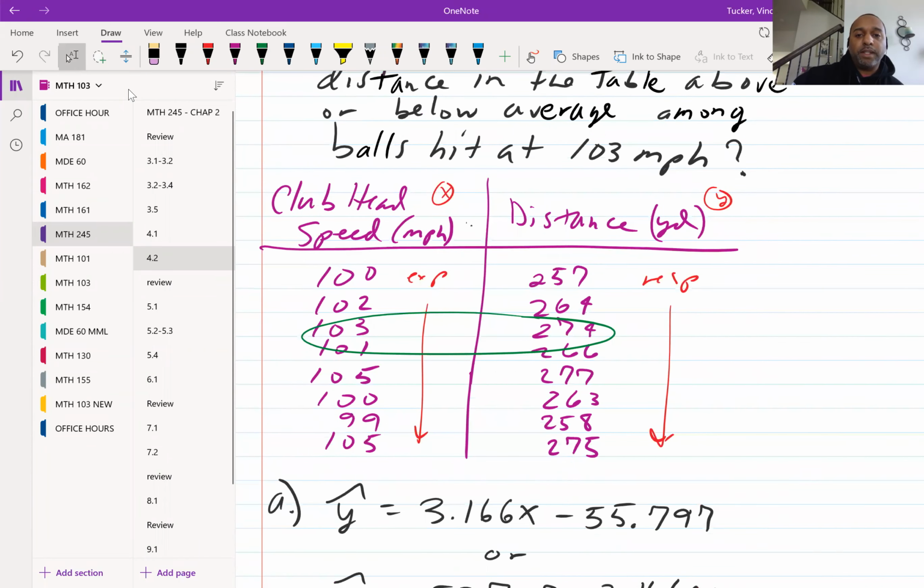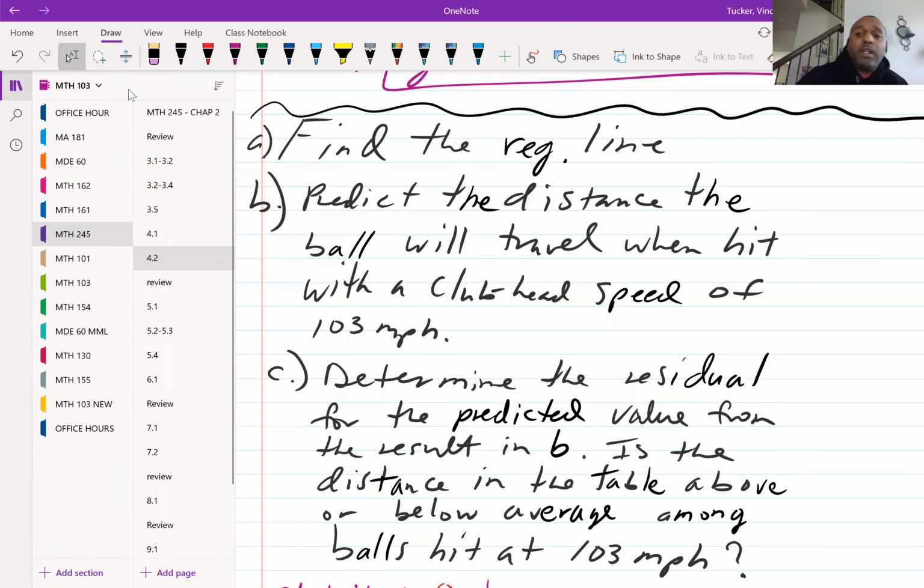Directions: first, we're going to find a regression line. Second, they want us to predict the distance the ball will travel when hit with a club head speed of 103 miles per hour. Then from there, determine the residual for the predicted value from the result in B. Is the distance in the table above or below average among balls hit at 103 miles per hour? So I'll give you guys a chance to write that down and we'll get rolling.